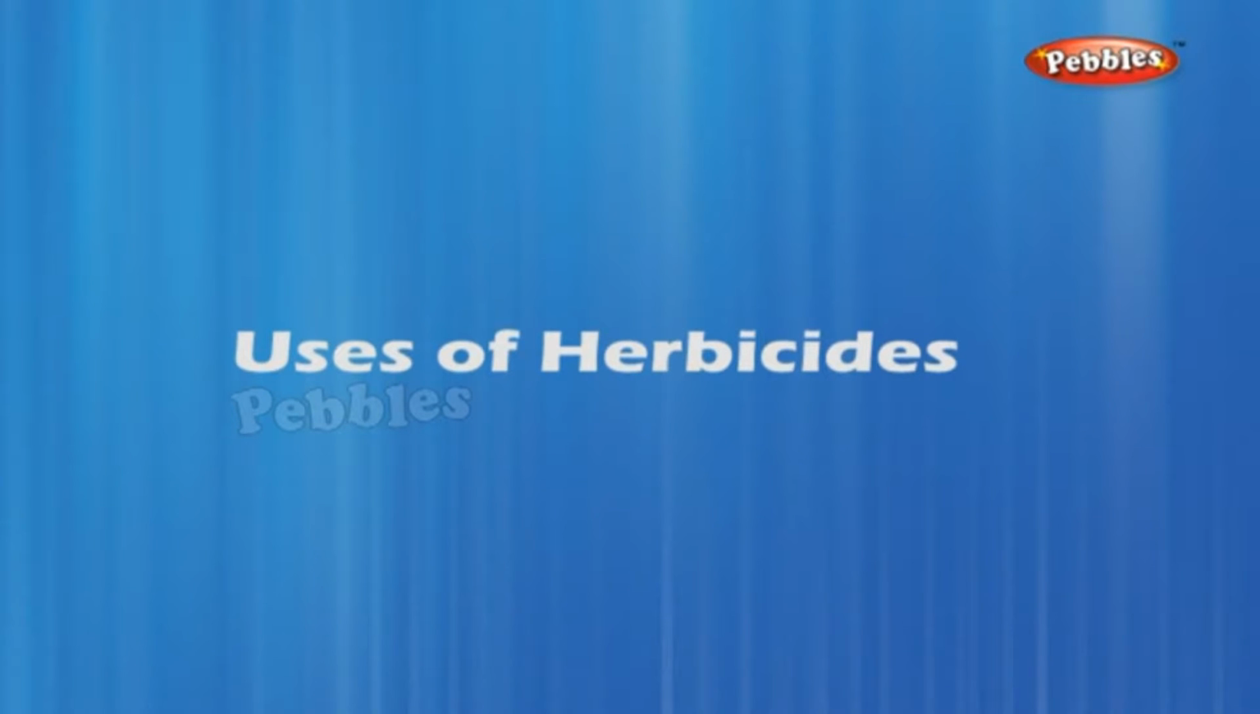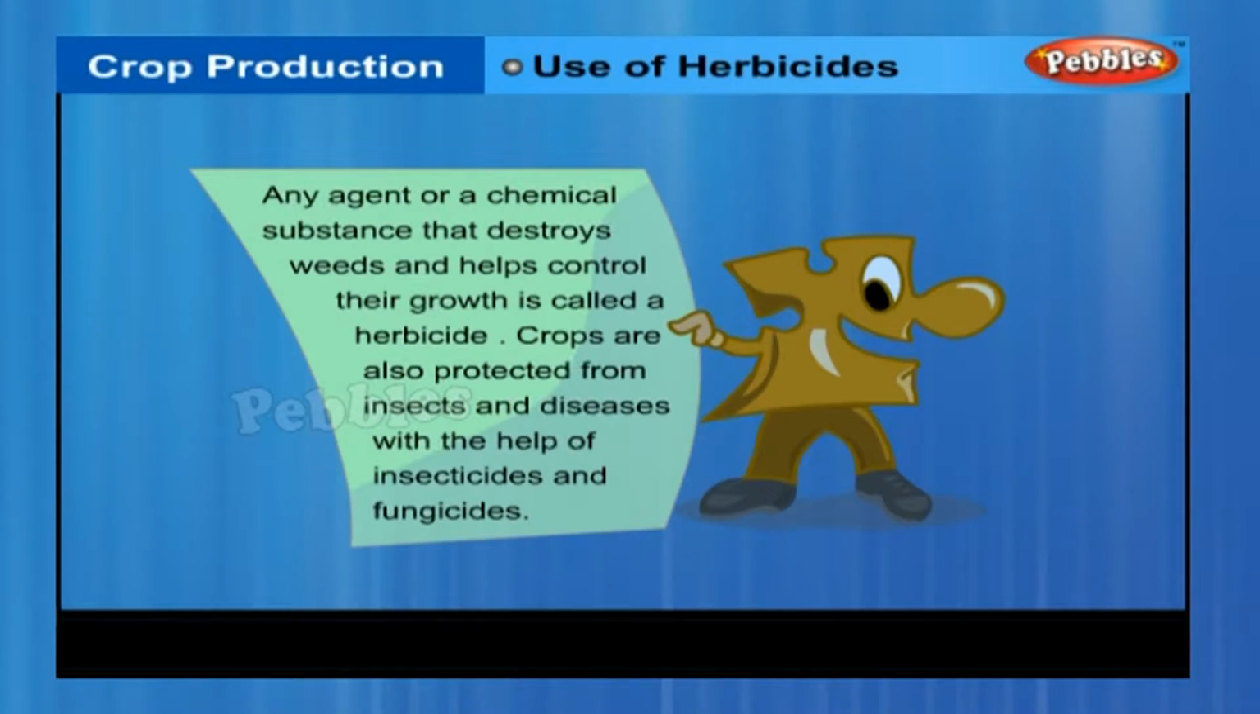Use of herbicides. Any agent or a chemical substance that destroys weeds and helps control their growth is called a herbicide. Crops are also protected from insects and diseases with the help of insecticides and fungicides.